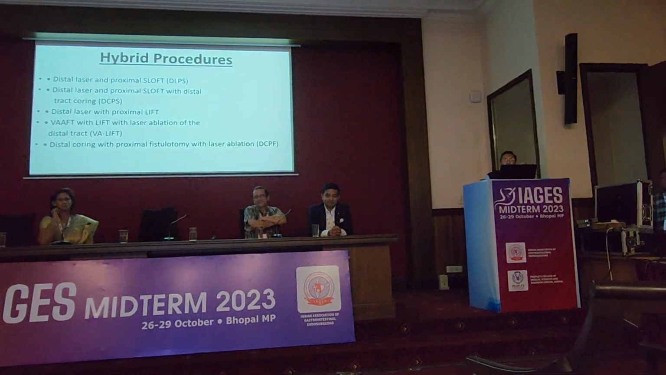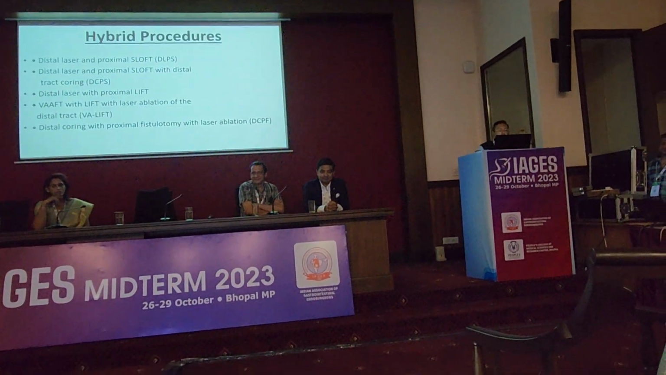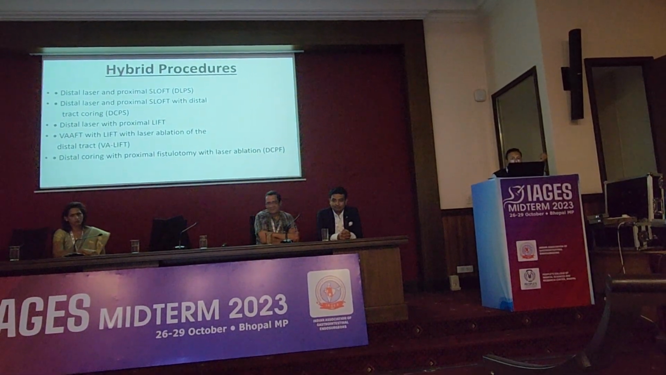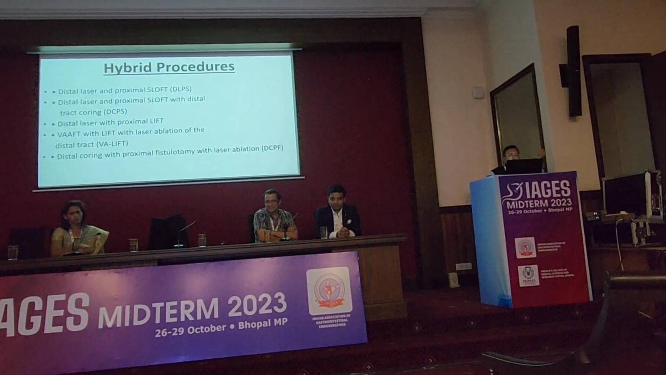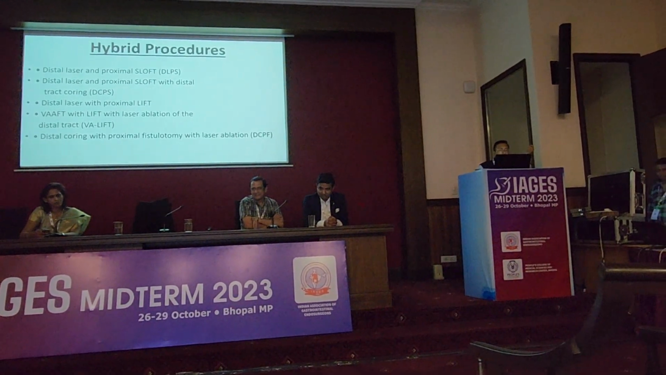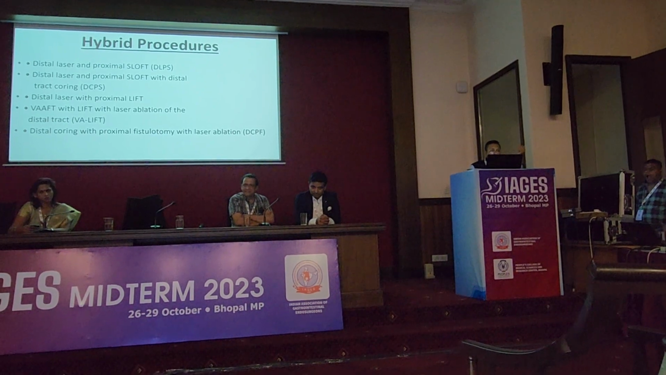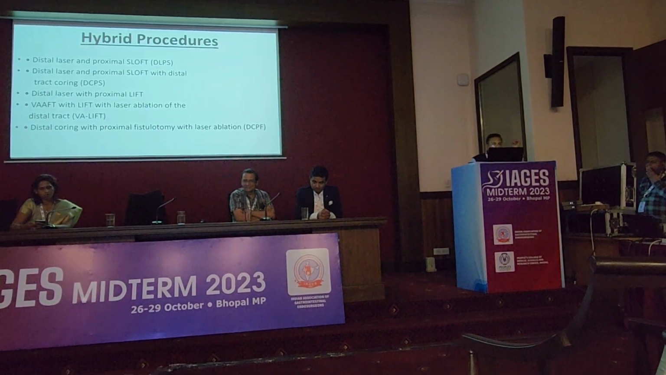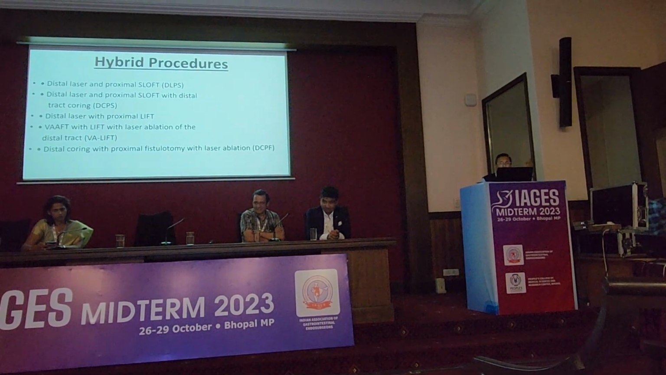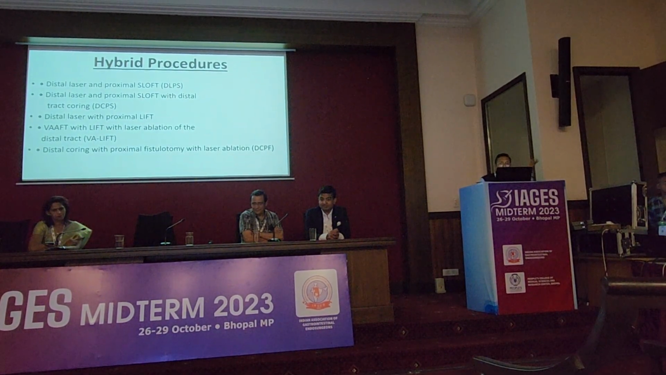There are some hybrid procedures which are being followed for fistula in ano. There are some like distal laser and proximal SLOFT (DLPS). One is the distal laser and proximal SLOFT with distal tract coring (DCPS). Distal laser with proximal LIFT, WAFT with LIFT, and wall LIFT, and distal coring and proximal fistulotomy. So these are very fancy names, and there are different types of procedures. The idea of surgery is the same.